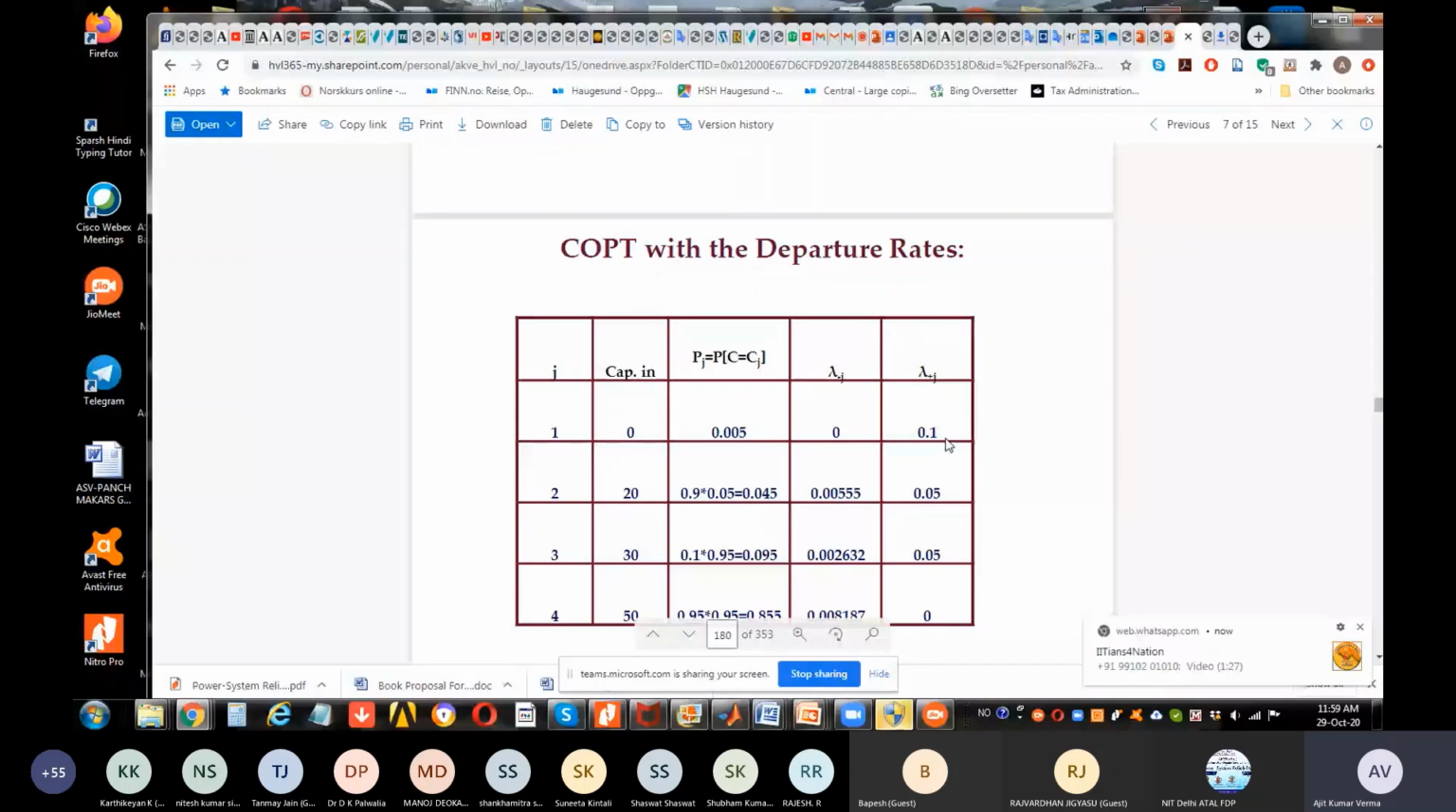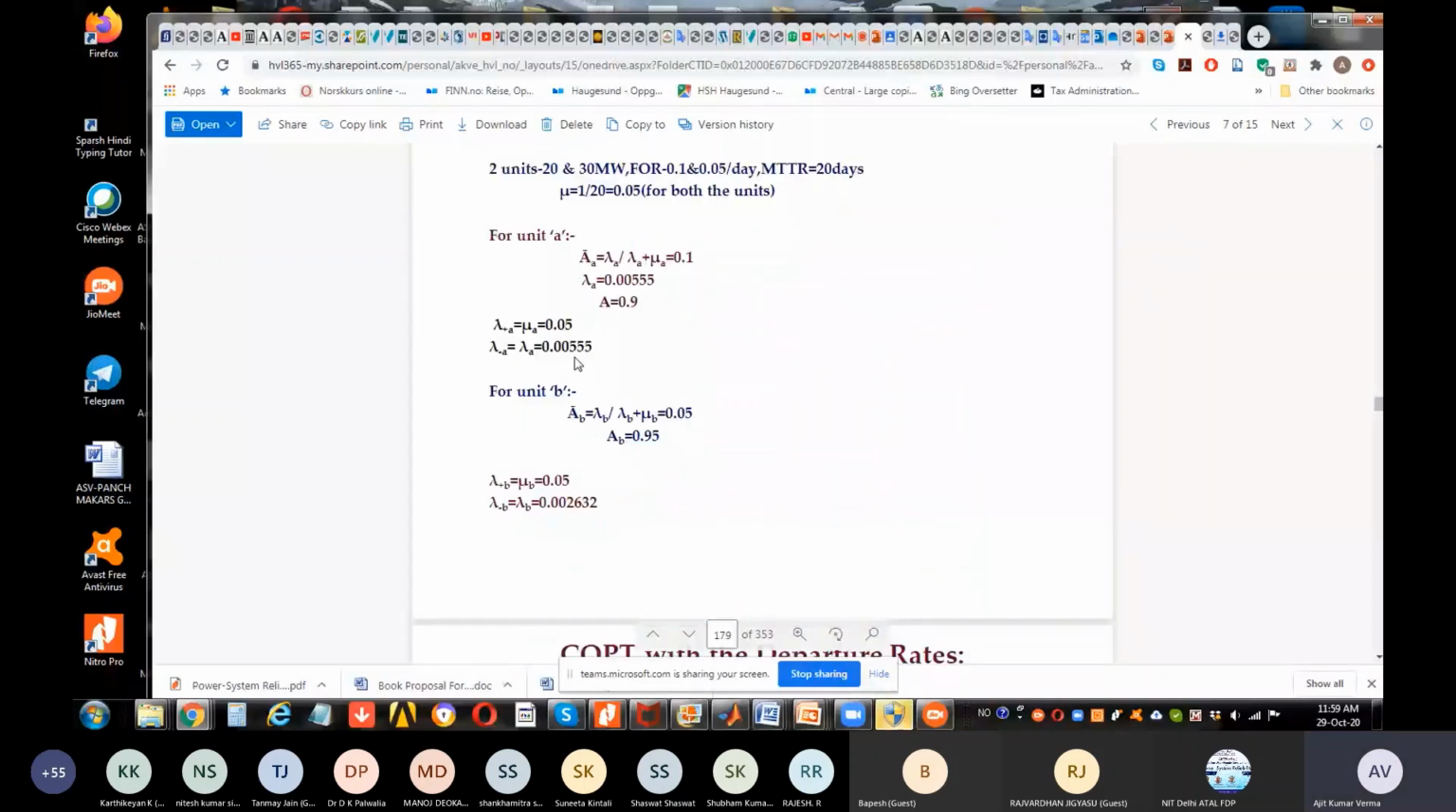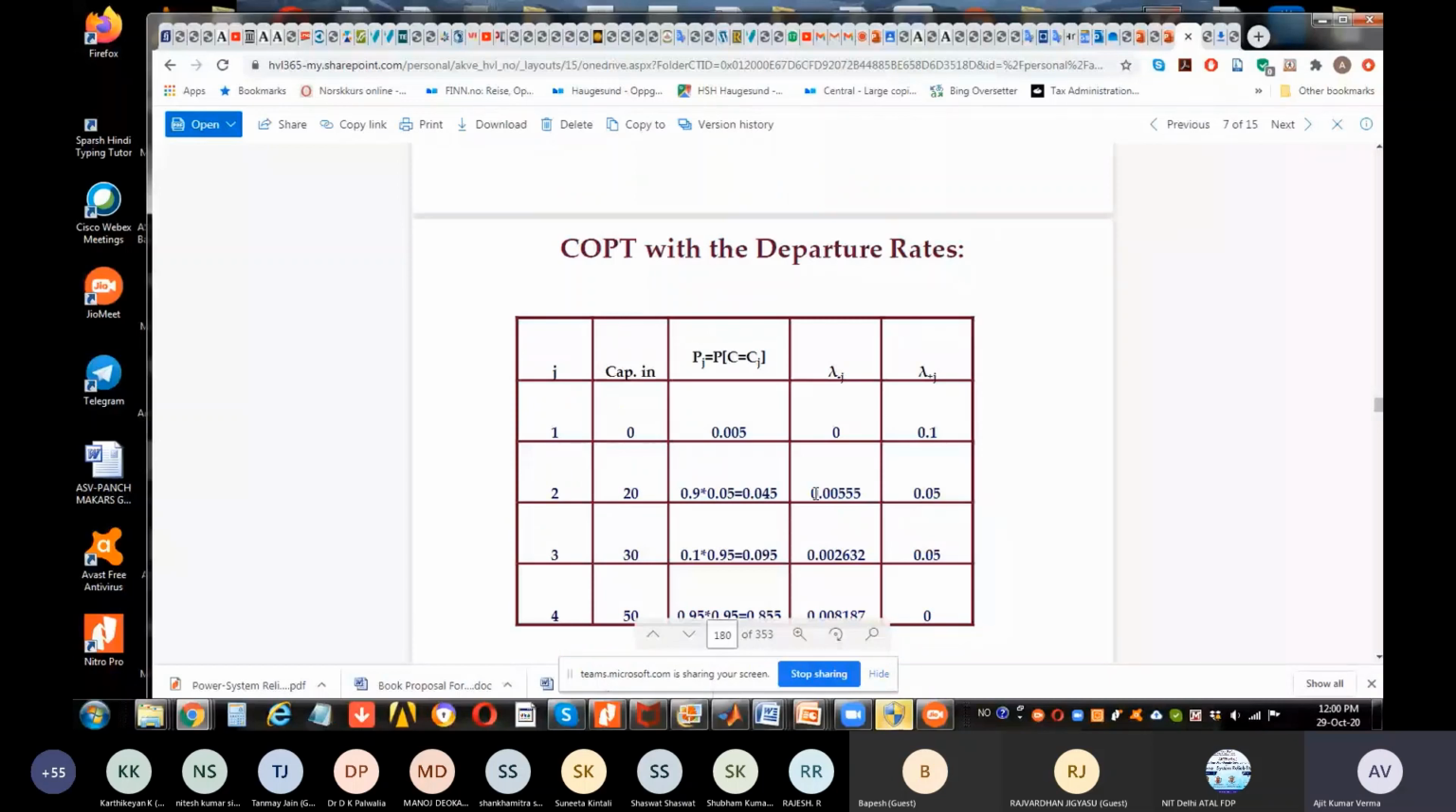Then from capacity in 20. Capacity in 20 means 30 is not working. So 30 is not working, its unavailability is 0.05. The 20 is in, so availability is 0.95. So 20 in, 30 out, that means 0.095 by the multiplication of the probabilities. Now, what about the transition to a lower state? Lower state can only be to zero. That is the failure rate of the 20 megawatt unit, so that's 0.00555. Then what about the transition to a higher state? From 20, it will not go to 30, of course. The transition can be to a state of 50.